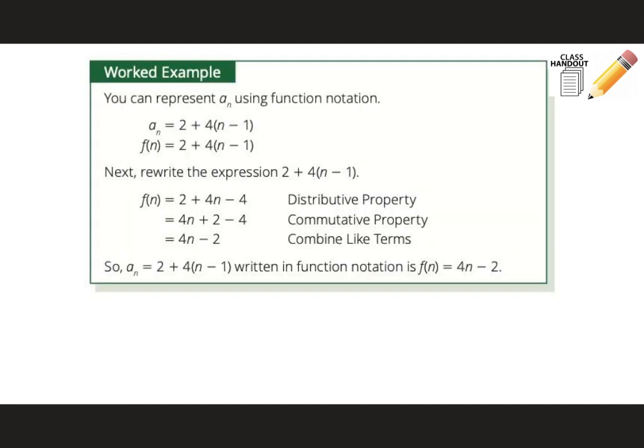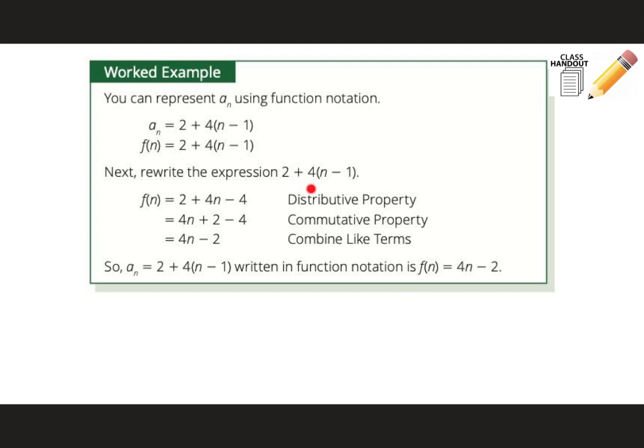Okay, so now that we're familiar with the explicit formula for an arithmetic sequence, we're going to learn that we can actually convert this to be in the form of a linear function, f of n equals mx plus b, or in this case, mn plus b. So first thing, we're going to replace an with f of n. That's just function notation. And then we're going to rewrite this expression, okay?